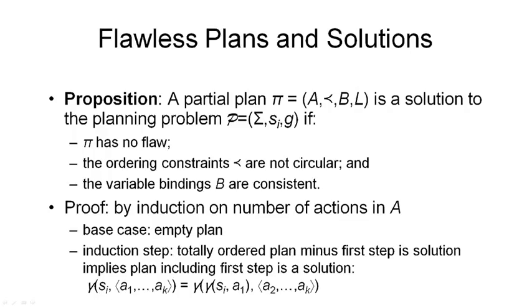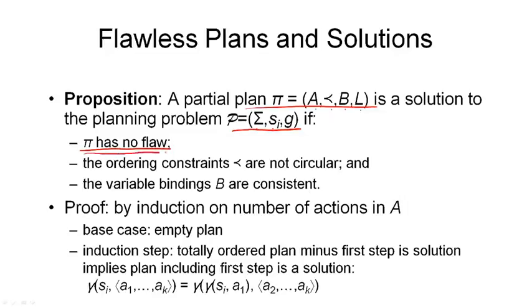And here is the proposition that gives us our goal test. Suppose we are given a partial plan consisting of actions, orderings, bindings, and links, and we can say that this is a solution to a planning problem consisting of a state transition system, initial state, and goal if three conditions hold. The first one is that the plan pi has no flaw. That's the two types of flaws we've just described. Then the ordering constraints must not be circular, so they must be consistent, and the variable binding constraints must also be consistent. So while we are doing our search for a plan, we have these three conditions to maintain.